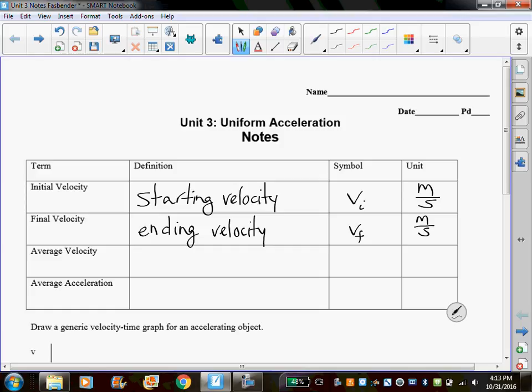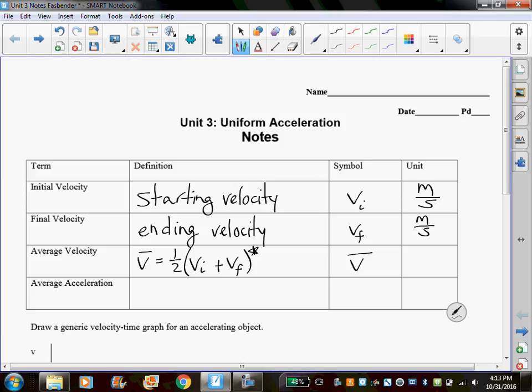Average velocity. Now you guys are already familiar with average velocity from our last unit on constant velocity. We know that average velocity can be shown as a lowercase letter v with a bar over it. But now that we are accelerating, we actually have a new way that we could calculate average velocity, and that's by doing a mathematical average: 1/2 of the initial velocity plus the final velocity. But I've got a big caveat that goes along with that.